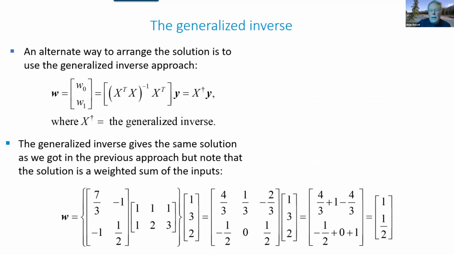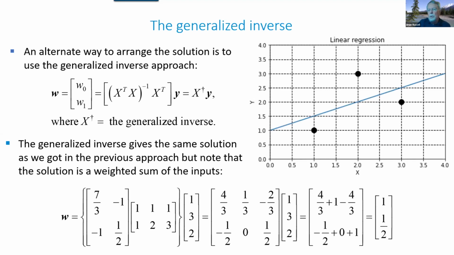Now you can see it's the weighted sum of the 3 terms. And I think this is a better way to see the solution, because you can see that it's 4/3 times 1 plus 1/3 times 3 minus 2/3 times 2, which gives me 4/3 plus 1 minus 4/3, which is 1. And likewise, the other one, minus 1/2, 0, 1/2, gives me 1/2. So we get exactly the same solution. It's just that we've grouped the terms differently.